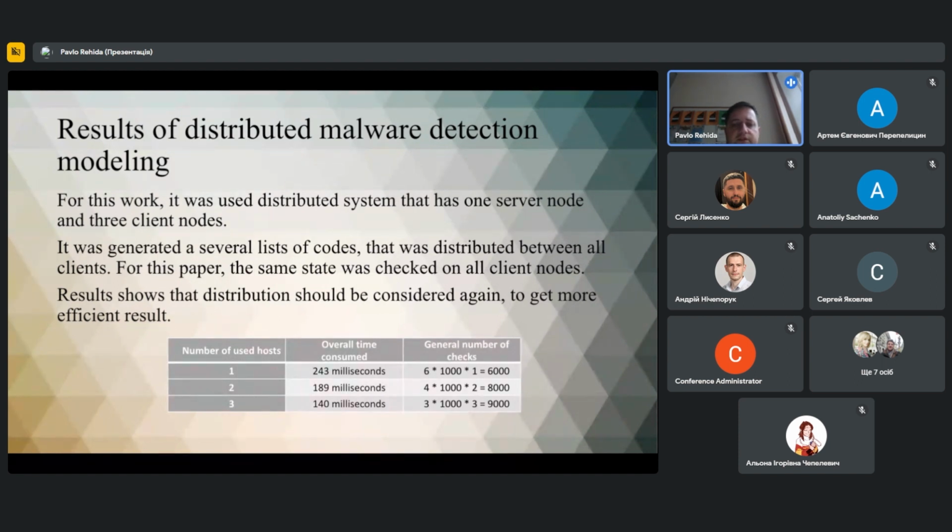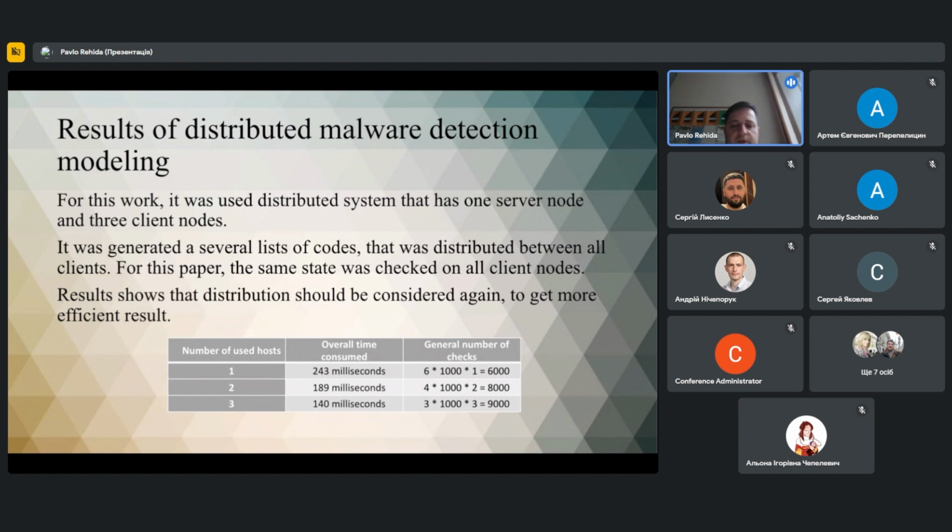Some results of our work: for this work, a distributed system was used that has one server node and 3 client nodes. Several lists of codes were generated and distributed between all clients. For this paper, the same state was checked on all client nodes. The results show that the distribution should be considered again to get more efficient results.